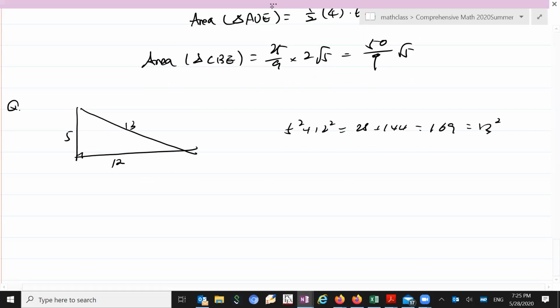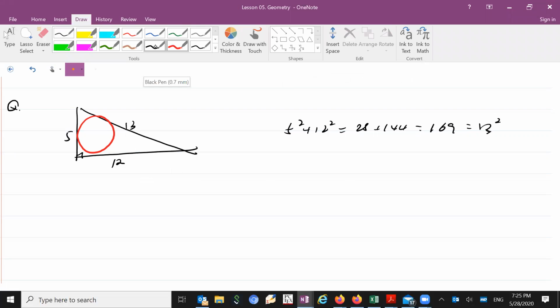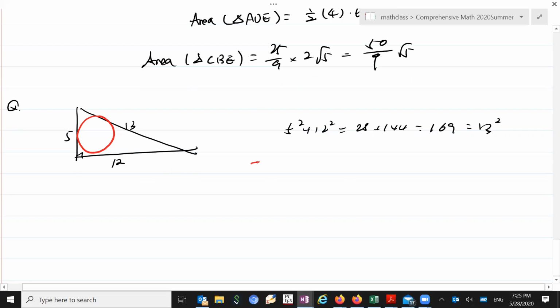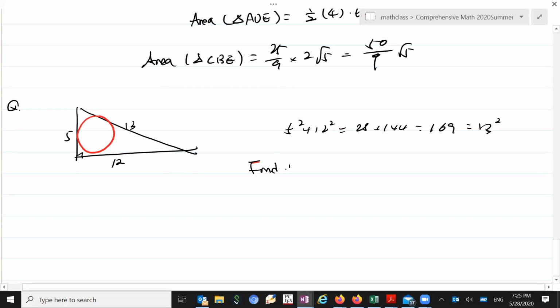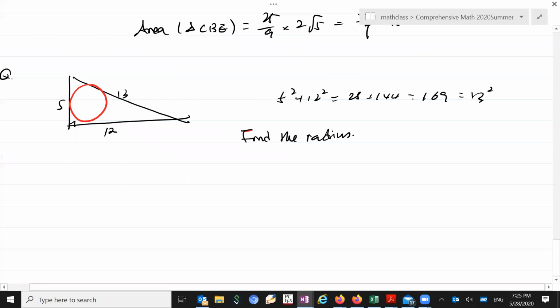So now you have the circle inside. Find the radius. Okay, go ahead and do it.